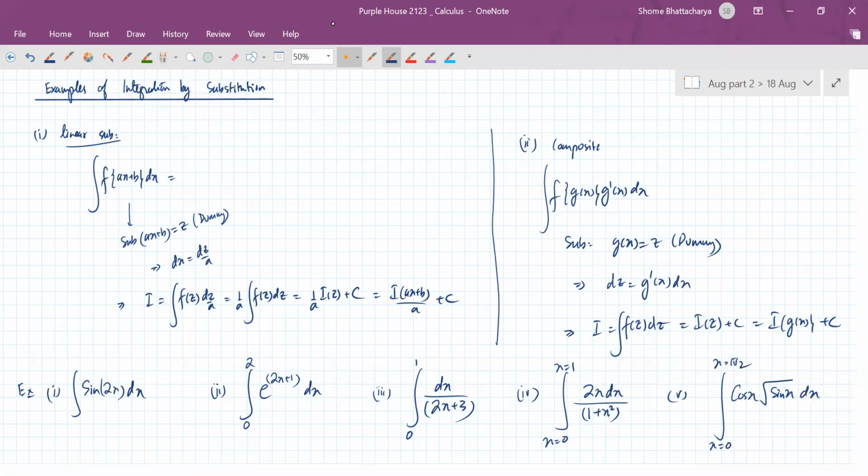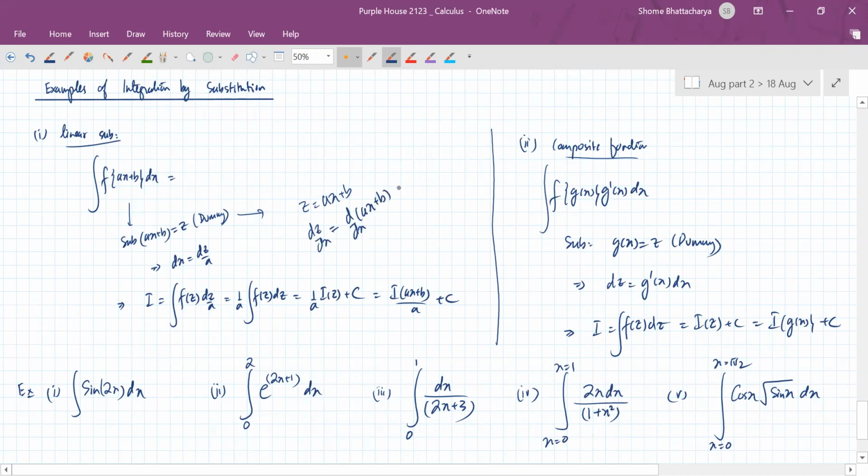Okay, so let's calculate these. Sir, in the first one, linear substitution, after the dummy variable which you have substituted, why have you put dz divided by a? That has come, I had explained last time, because we put z equal to ax plus b. If you differentiate this, what is dz by dx? It is the differentiation of this term, so that will be a. Then you cross multiply.